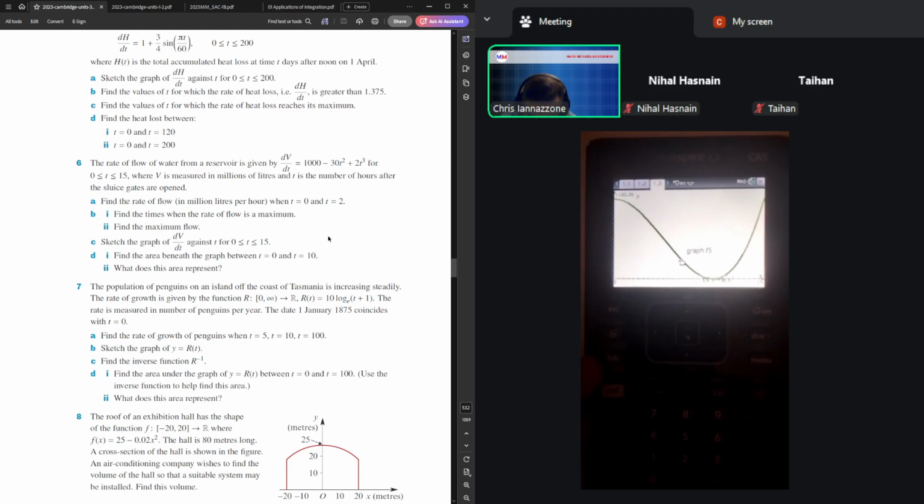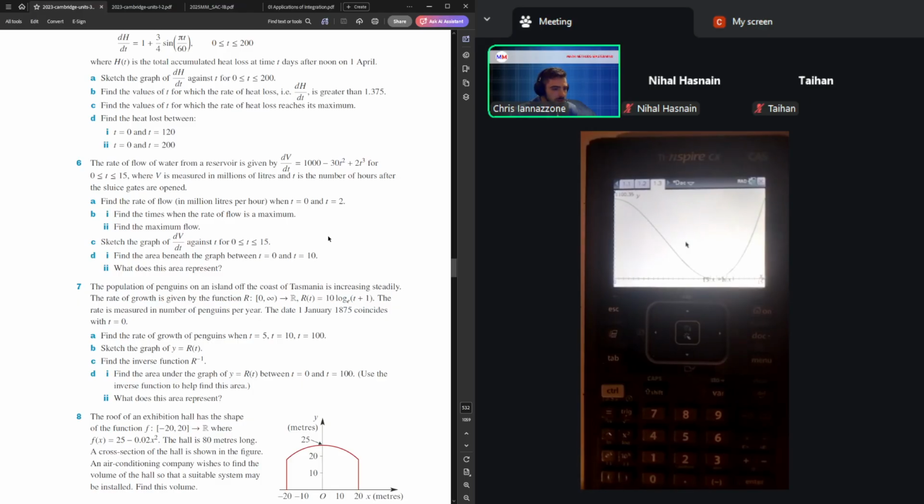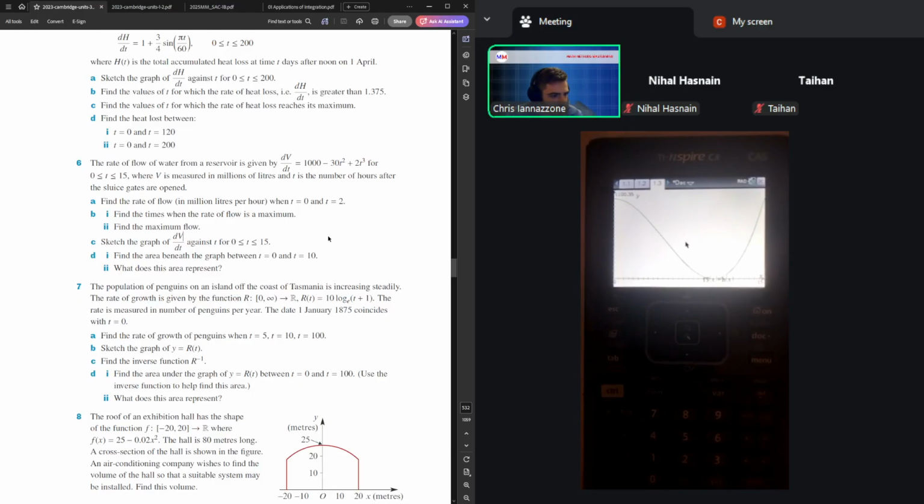Is that really what it is? That's a significantly fast rate. I guess this is a cubic with 1,000 as a starting point. Anyway, that's our graph that we're working towards. Oh, it's 0 to 10, not 15. Oh no, it says sketch to 15, but integrate to 10.